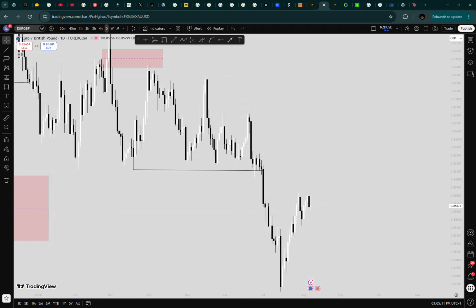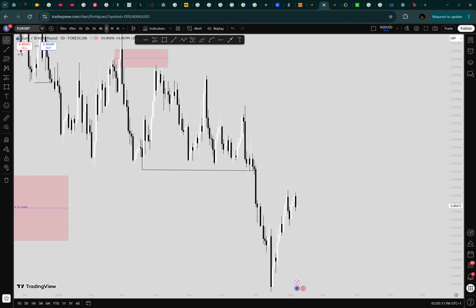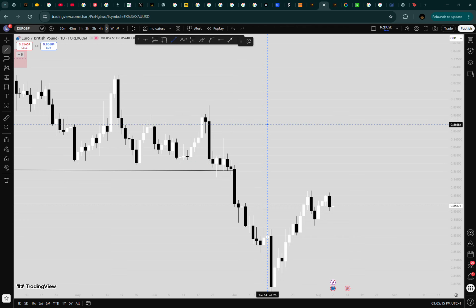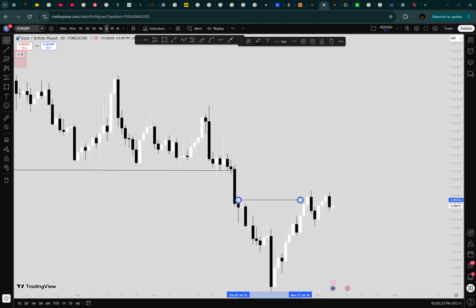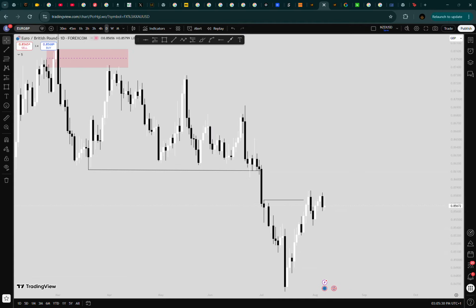You have this whole place as what? Inducements. As MSS. First pullback. Inducements. Now, on a daily time frame, we have a zone.